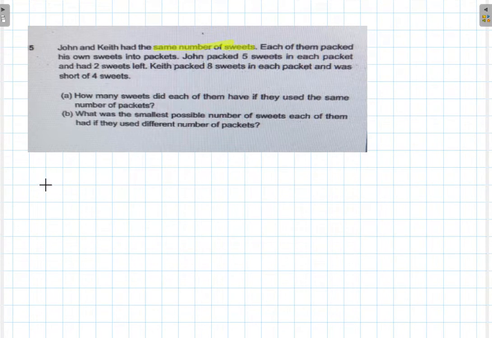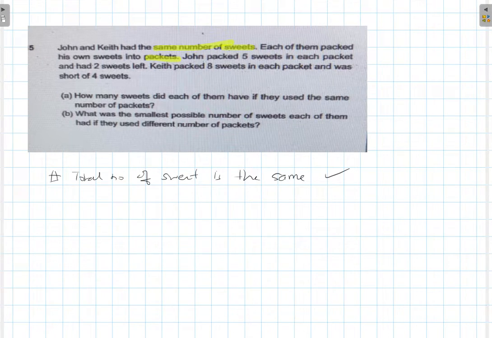So my first point is total number of sweets is the same. Nice. Okay, but each of them pack his own sweets into packets. So I have another thing now here, which is packets. But John packed 5 sweets in each packet and had 2 sweets left. But Ken packed 8 sweets into each packet and will have 4 short of 4 sweets.